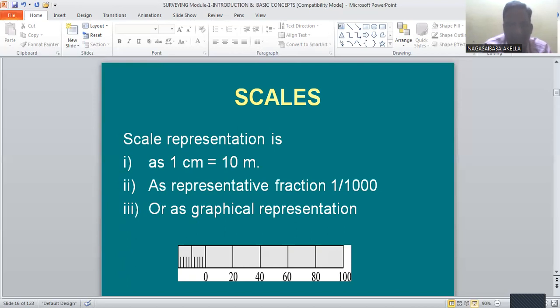RF means representative fraction. And the third method is that you can use the scale as a graphical representation. Okay, so these are the three methods to express your scale.